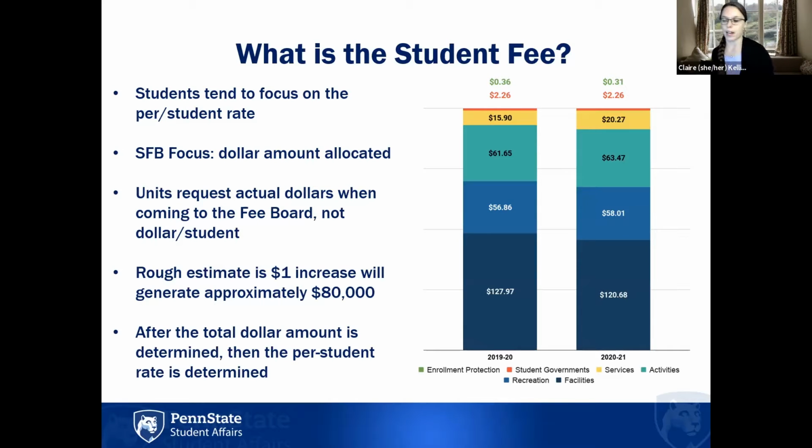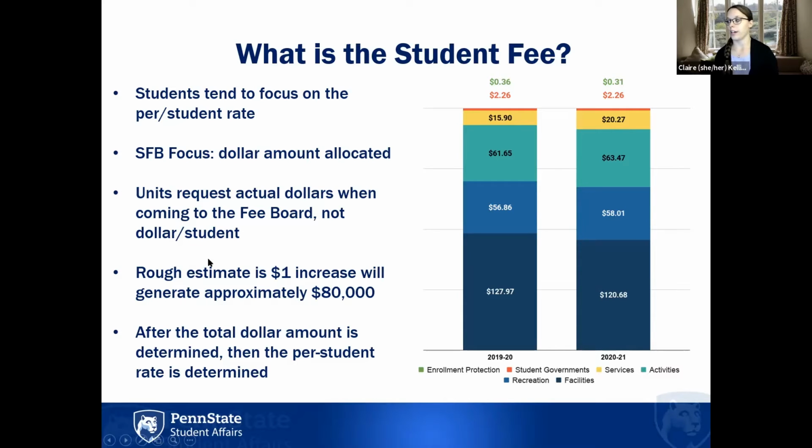Obviously, students most of the time focus on the per student dollar rate, which is around $265. But actually, when units come to the fee board, they don't request a per student rate. They just request an overall budget. But a rough estimate is that roughly a $1 increase in the fee will generate approximately $80,000. And that's purely a function of our large enrollment at Penn State with both undergraduate and graduate students, as well as summer enrollment, where we also charge a partial fee.